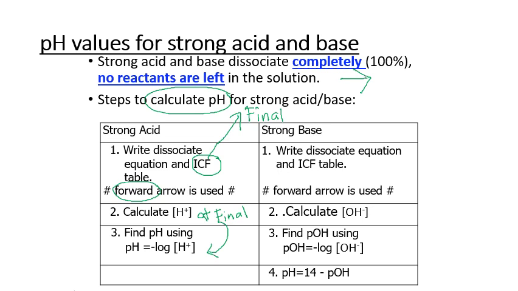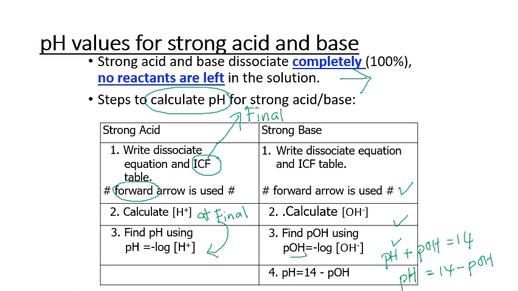While for the strong base, the first 3 steps are actually similar to the strong acid. But because it is a strong base, what we calculate is pOH. So we have to keep in mind that pH plus pOH always equals 14. So we rearrange this formula: pH will be equal to 14 minus pOH.